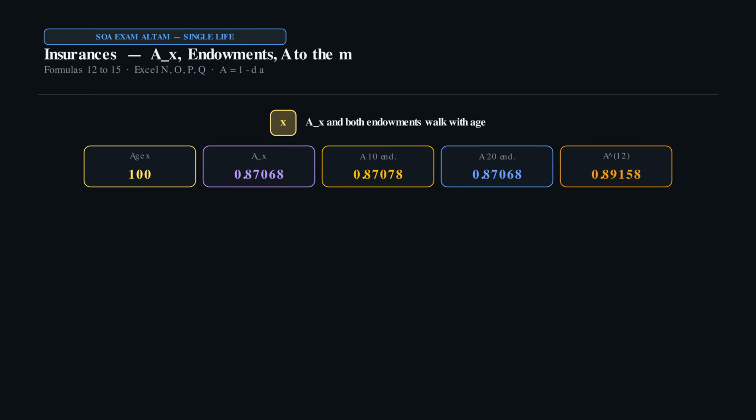A x rises as the annuity falls. At 40, A is 0.12106. At 60, 0.29028. At 80, 0.59293. At 100, 0.87068. The endowments stay near the pure endowment level at young ages, then the term piece grows. Monthly A sits a hair above annual A, the Woolhouse mirror of monthly a sitting a hair below annual a.